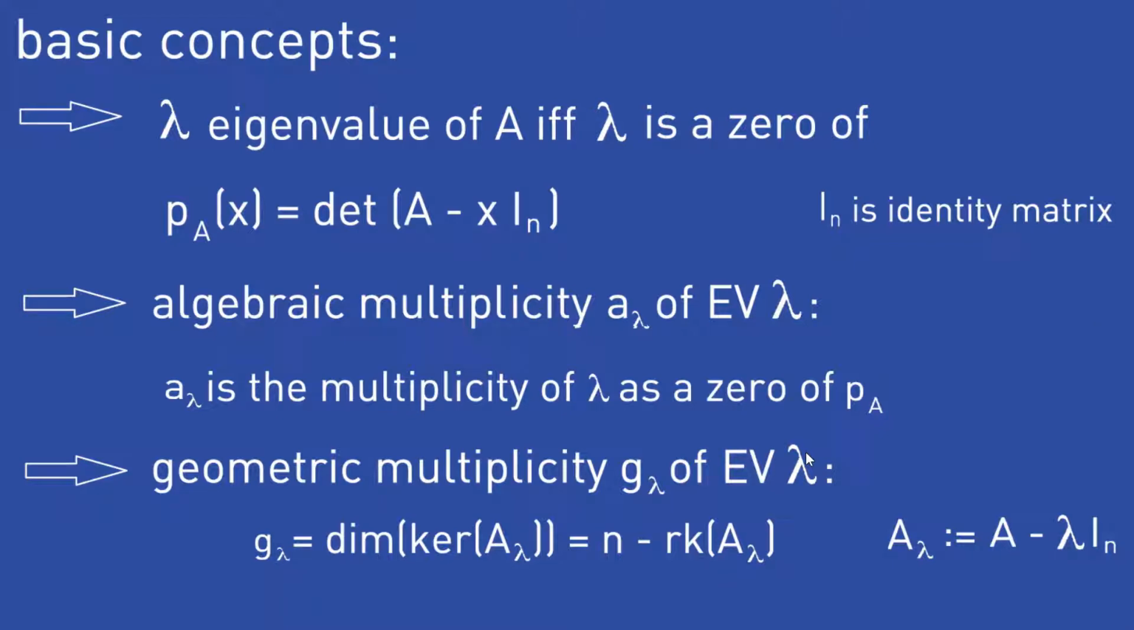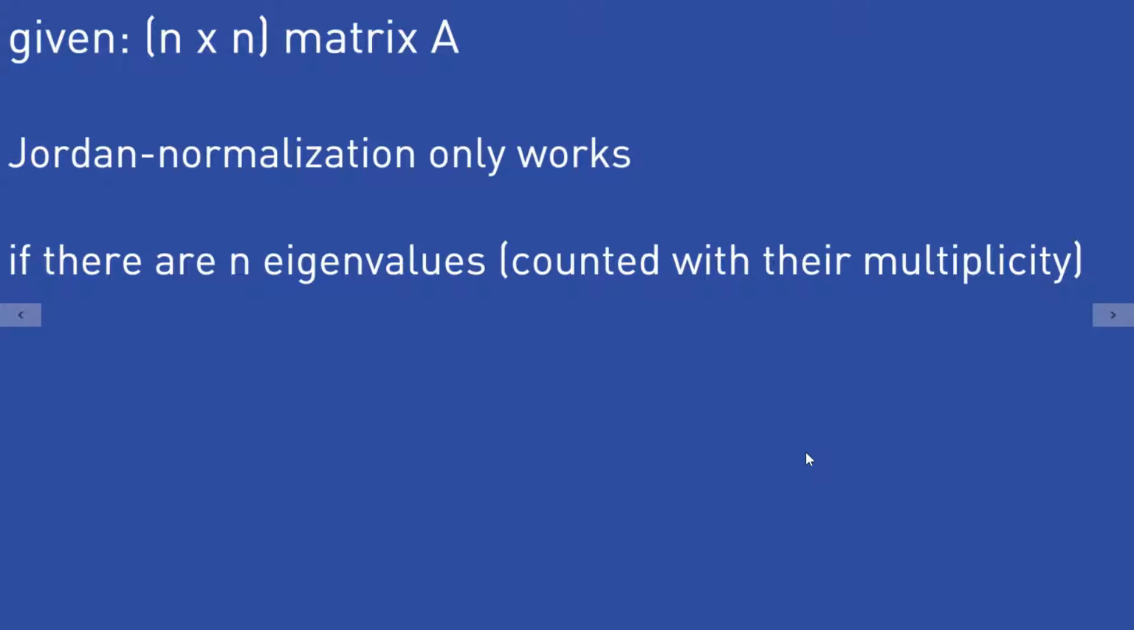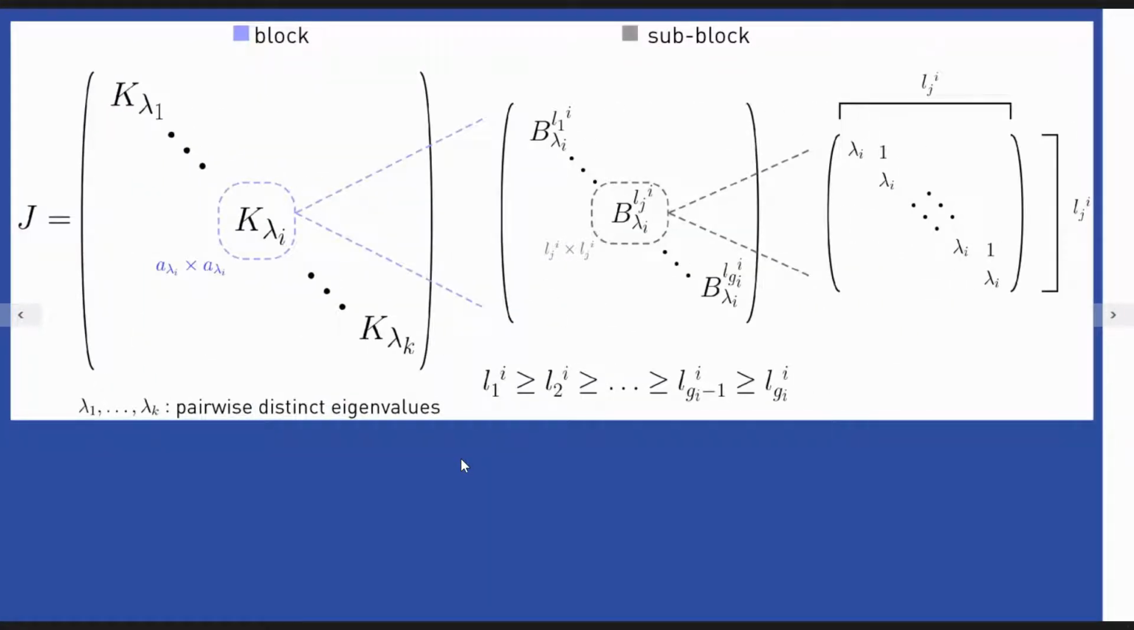Okay, one last thing I want to note. Jordan normalization only works when there are exactly n eigenvalues where the multiplicity of these eigenvalues is taken into account. So these eigenvalues don't need to be pairwise distinct. Now we can take a look at the structure of the Jordan normal form J.